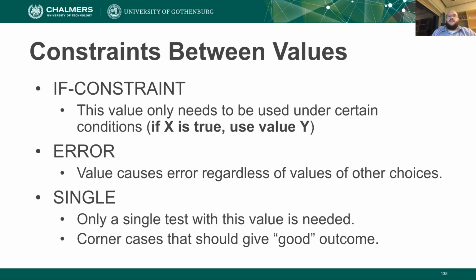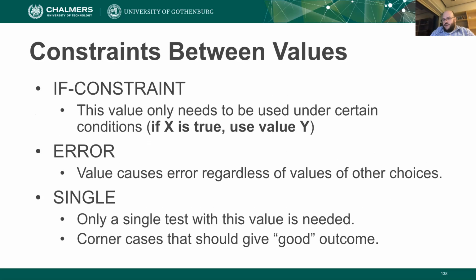The first are these if constraints. What these do is let us say, well, if we choose a value for one of these choices, then we are going to limit what values we can choose for other choices, right? So if X is true, we use value Y for this particular choice that we're making. The second are these error constraints.